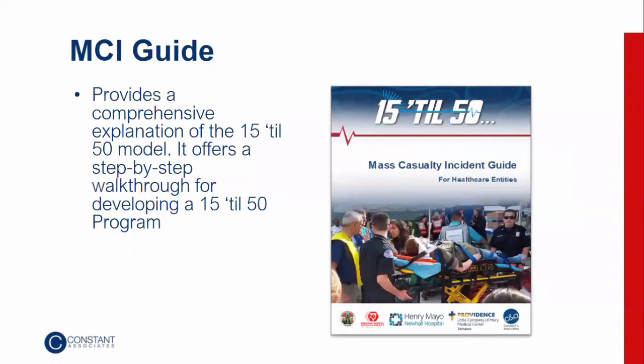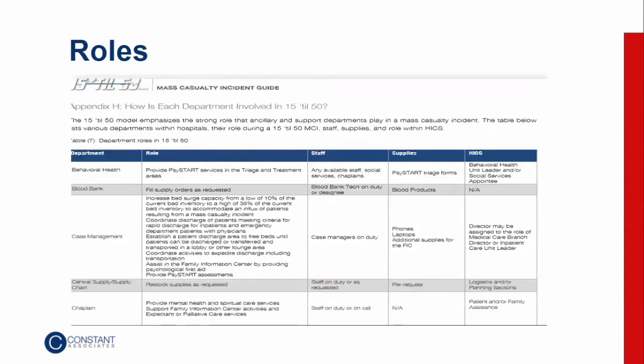Your planning guide gives you a little bit more comprehensive explanation of the 15 till 50 model, and walks through step by step in developing the program in your facility. These two items are also available on the Joint Commission Leading Practice Library, so I think you'll find this to be beneficial to you as well. I mentioned roles, and you'll notice on this particular slide that we have the behavioral health, blood bank, case managers, central supply. All of this has what their roles would be, and this goes from behavioral health down to, I don't know of anybody with a Z, but how about radiology or transportation. So you'll find that there are tools and roles for each staff of your facility.